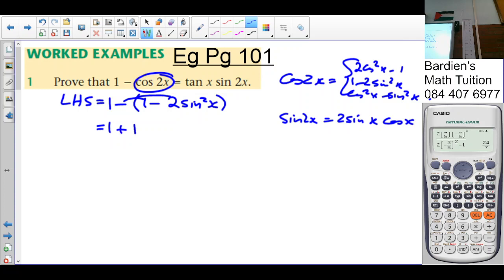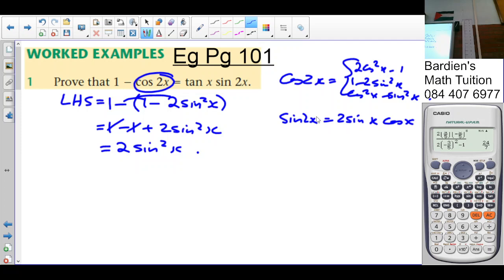1 minus 1 plus 2 sine squared x. So that cancels, not so? So it's going to be 2 sine squared x.